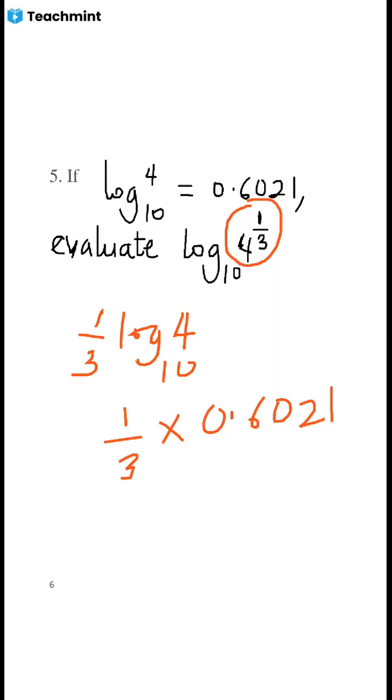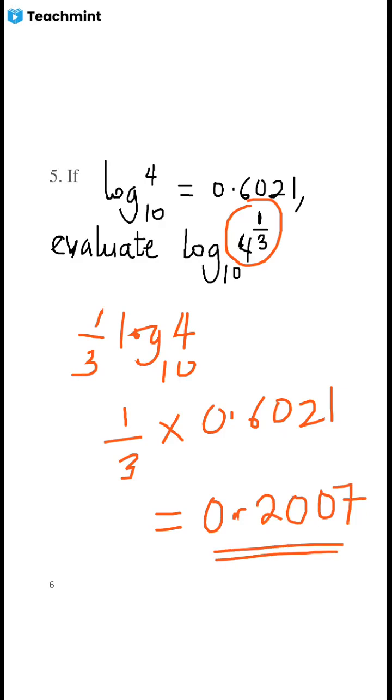So we just punch our calculator for this. Or we can even divide this directly. 3 in 0 is 0. 3 in 6 is 2. 3 in 0 is 0. 3 in 2 is 0. 3 in 21 is 7. So our answer is going to be 0.2007.